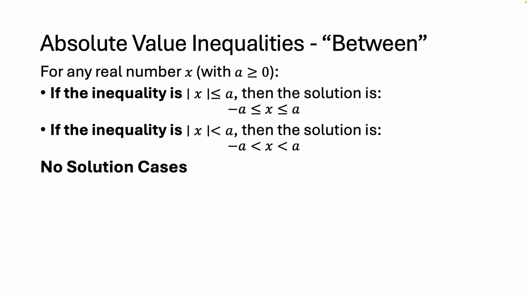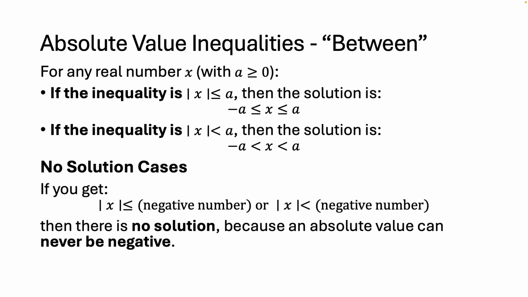It is possible that some of these types of problems have no solution. If you get absolute value of x is less than or equal to a negative number, or absolute value of x is strictly less than a negative number, there is no solution because an absolute value can never be negative. For example, the problem absolute value of x is less than or equal to negative 5 has no solution since absolute value of x cannot be less than or equal to a negative number.